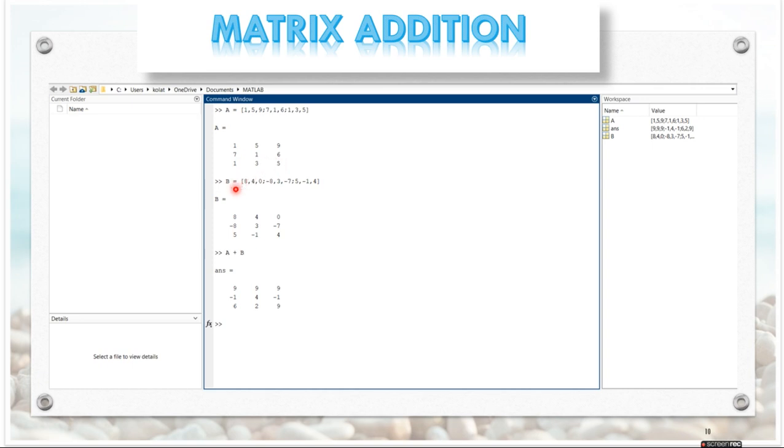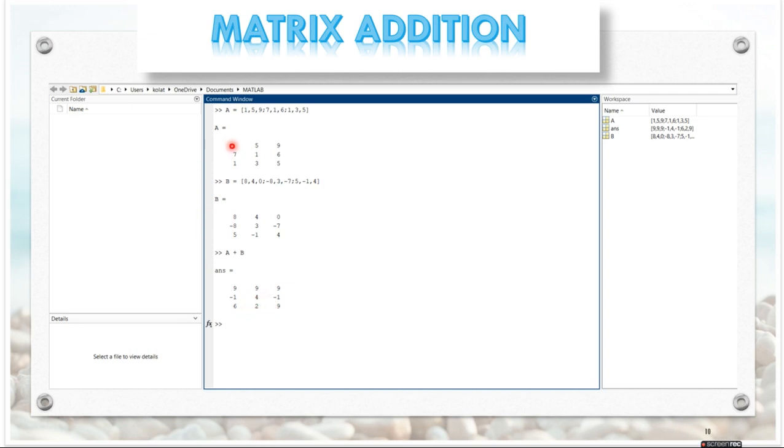Similarly, I'm going to take another matrix B inside square brackets, that is 8 4 0 in row 1, and minus 8 3 minus 7 as row 2, and 5 minus 1 4 as row 3. If I press enter, I am able to see the matrix B of 3 by 3 order. And then on the next line, if I type A plus B and press enter, I get the answer: 9 9 9, minus 1 4 minus 1, and 6 2 9 as the third row.